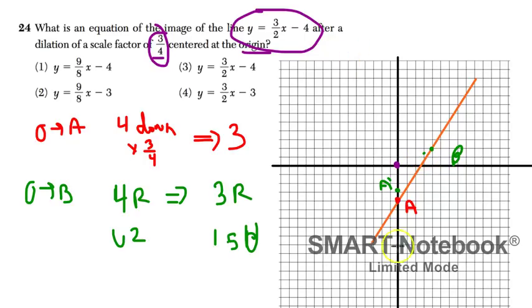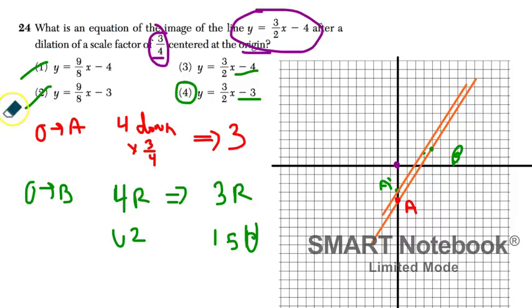If I go ahead and connect these new points, we'll do a better job in a second. If I connect these new points, I'm going to get this line right here. One thing I notice immediately is that these lines are parallel. They're going to have the same slope. So 1 and 2 are out. And then it's a matter of what's my y-intercept. Well, my y-intercept moved from -4 to -3, so the answer is 4. It's kind of the longer way to do it.